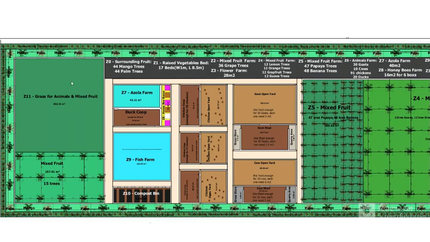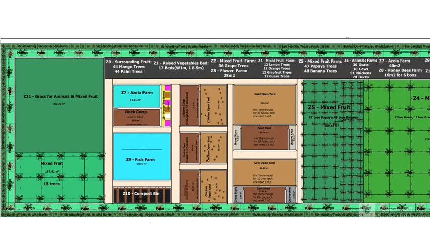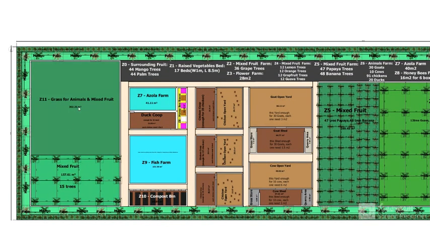Zone 11 is about grass for animals and mixed fruit. It's about 300 square meters for grass and 15 mango trees. Maybe the grass can be for your animals, or you can sell it. And for the mixed fruit, we have here 15 trees of mango.